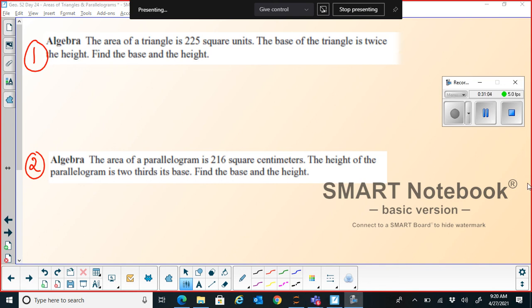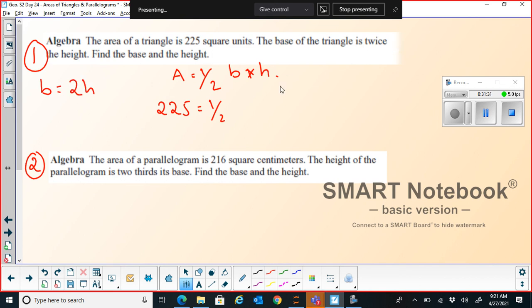Okay, let's go over the solutions for this. So we have area for the first one. It's a triangle, so half of base times height. Let's see what they have given us. They have given us area of triangle is 225, so let me put 225. And the base of triangle is twice the height. So base equals twice the height. So I'll just substitute b as 2h times h.